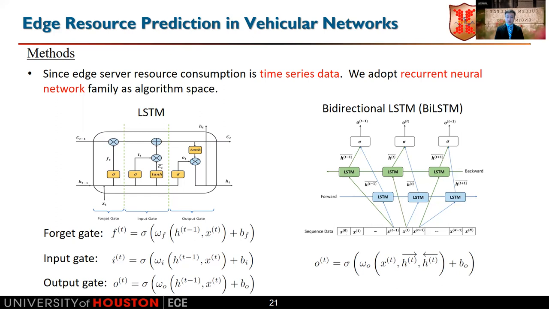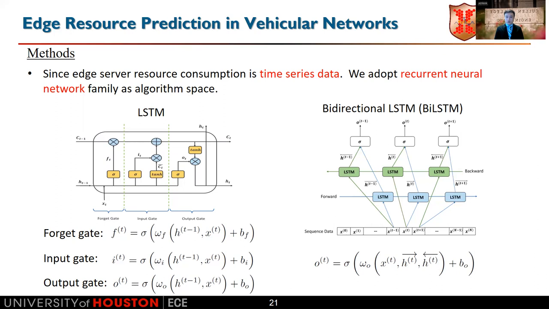The forget gate will decide what to discard among the history information, and the input gate will decide what information will be kept and transmitted to the next time slot, and the output gate will calculate the final value. So this is the LSTM structure.